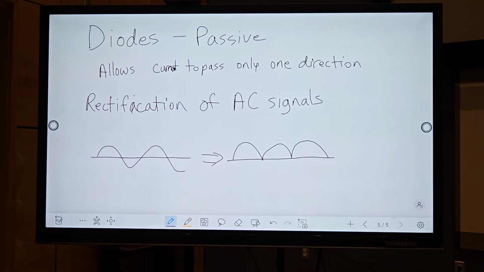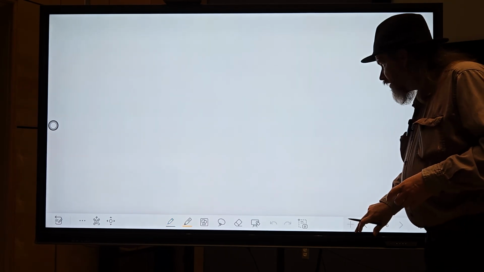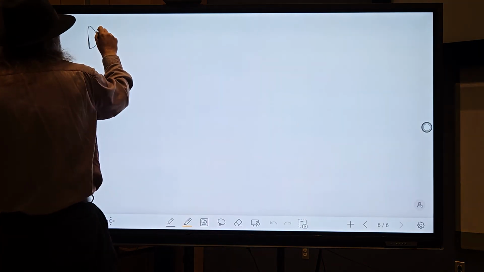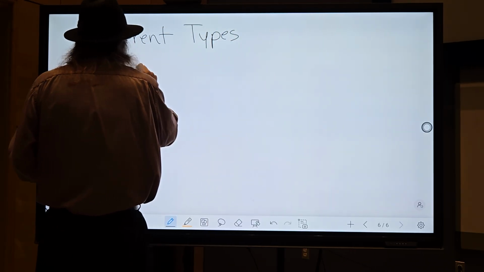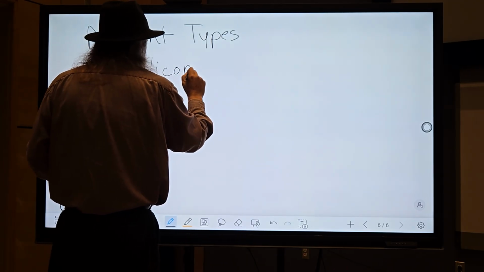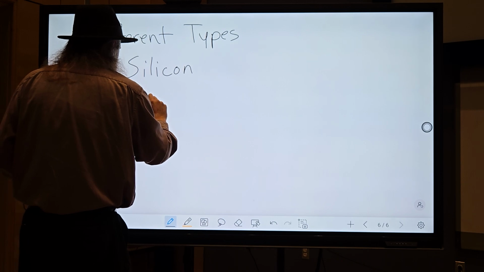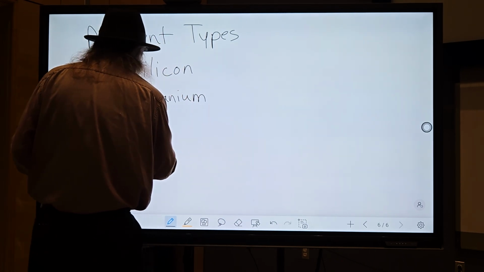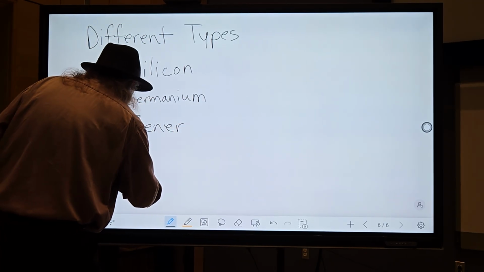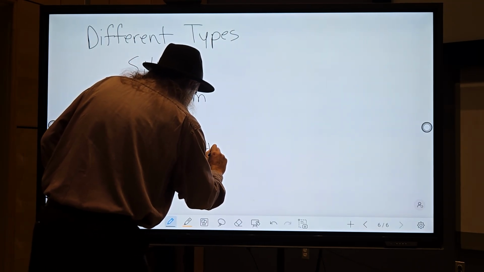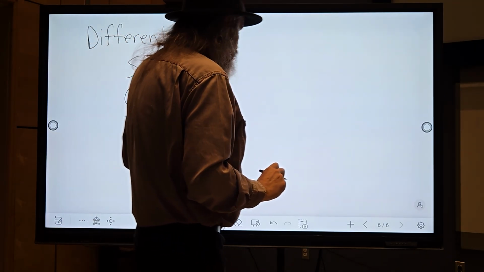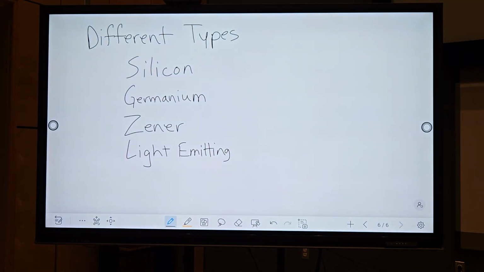There are different types of diodes. Silicon, germanium, Zener, and light emitting. Those are the four basic types. What makes them different is their characterization.